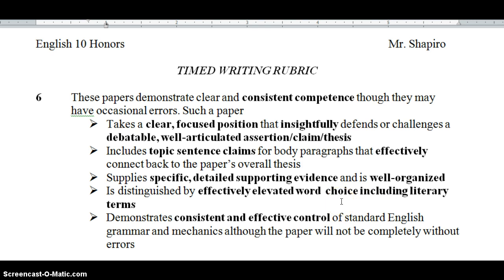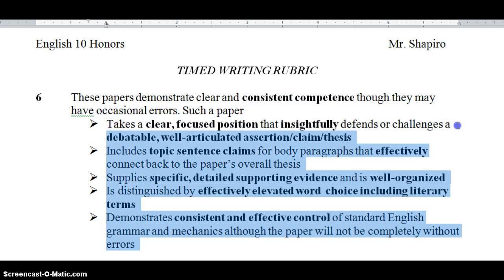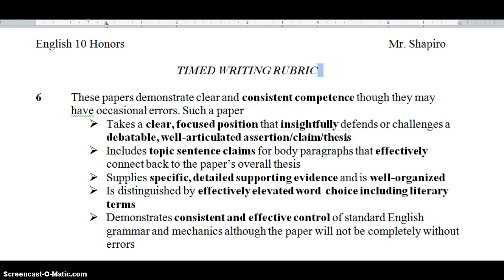If you write a time writing, and I've tried to impress this upon you throughout the year, if you do an essay in an English class without literary terms, you are leaving something important out. It's the vocabulary we use to discuss literature. And then in terms of skills, there should be consistent and effective control, though it may not be completely without error. All right, so that's an A. A 5, if I can scroll down here.